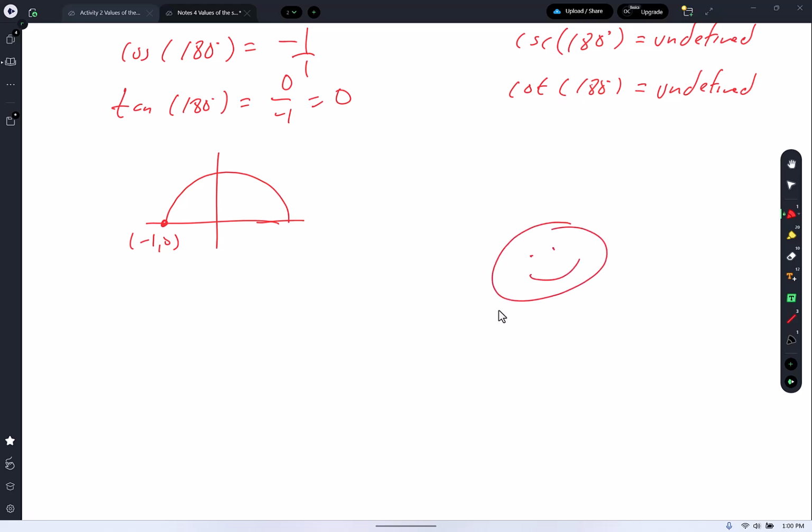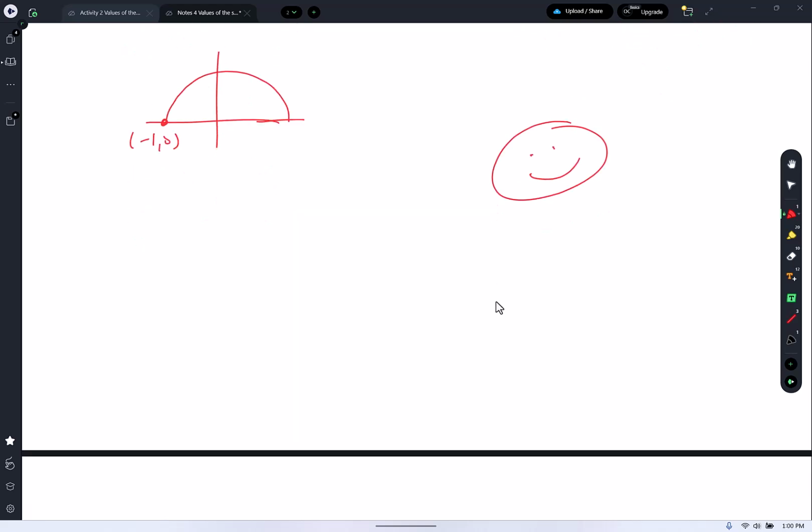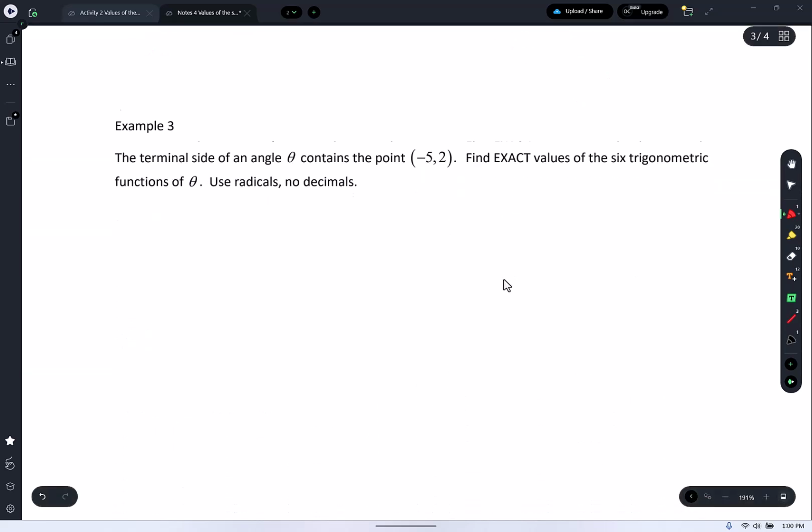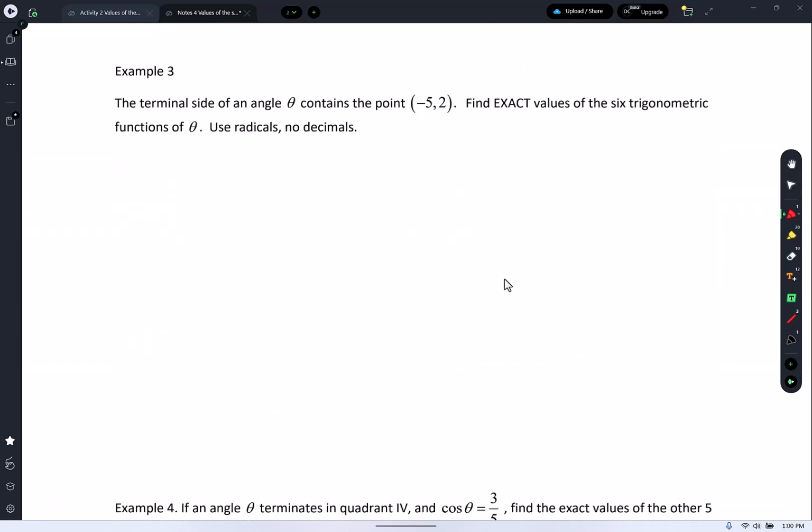I'm just testing my little digitizer here. It still works. Okay. Don't freak out. This is not that bad.